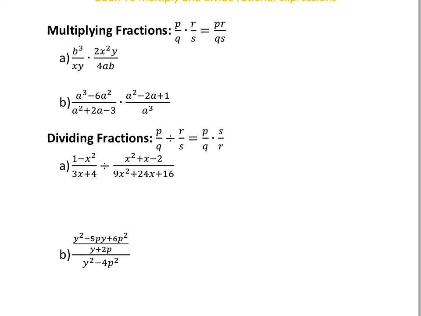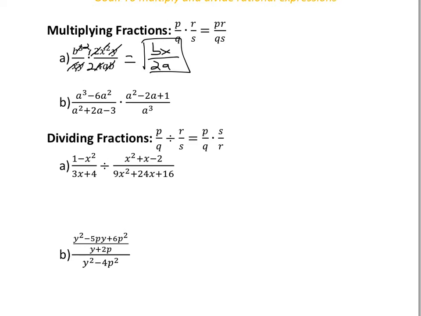So for this first one, we've got b cubed over xy times 2x squared y over 4ab. So we can cross cancel 1b, that becomes a 2. Cross cancel 1x and 1y. Cancel the 2 and the 4, and we've got bx over 2a. Perfect.